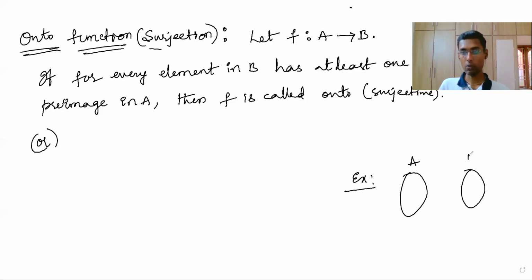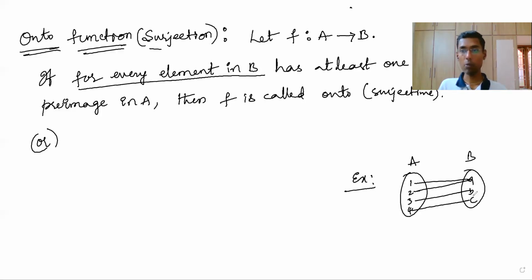So A, this is B, and here 1, 2, 3, 4, and A, B, C. Now here like this. So now you just have to check. A has preimage? Yes. 2 preimages, no problem. B has preimage? Yes. C has preimage? Yes. So every element in B, that is A, B, C, has at least one preimage. Minimum one preimage should be there. B has one preimage, C has one preimage, A has 2 preimages. That's no problem. At least one preimage must be there.